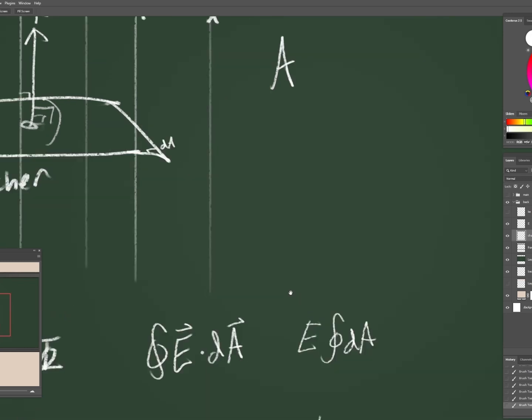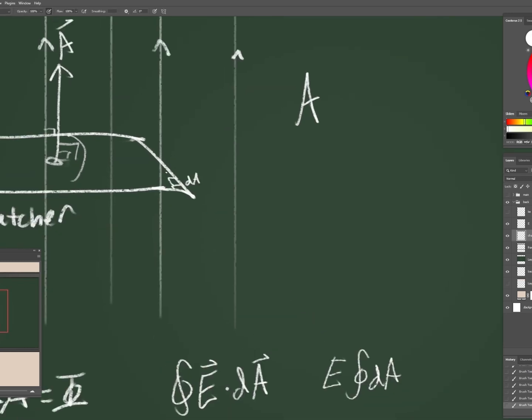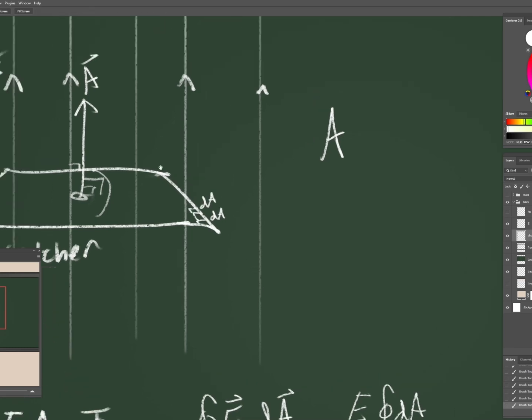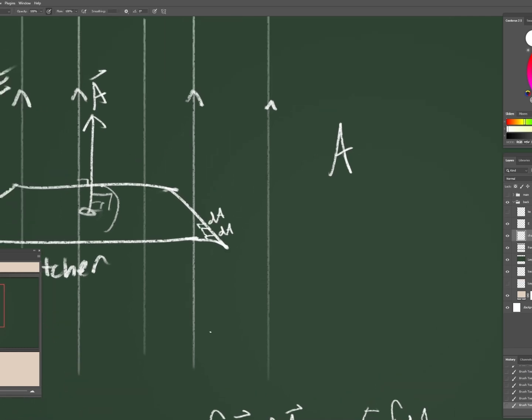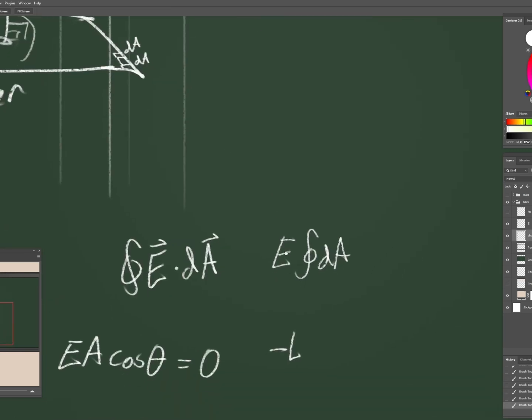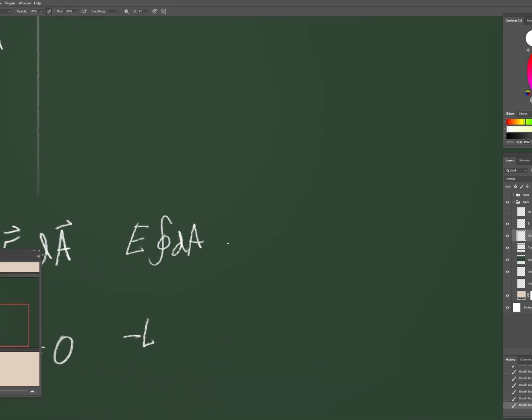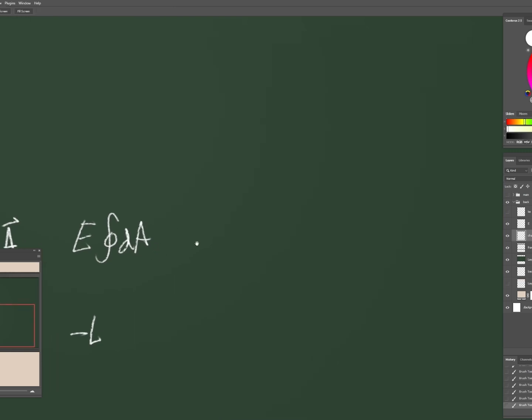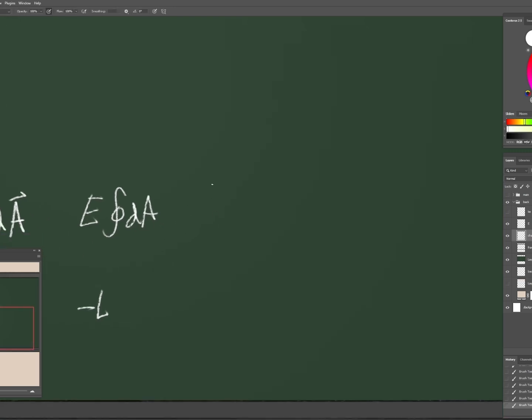Here's dA. We're adding each of these changes, and they are each being multiplied by E at the very specific point where they are located. Alright? Now, this is just a simple integral. The integral of d anything is just the variable itself. So this equates to E times A.